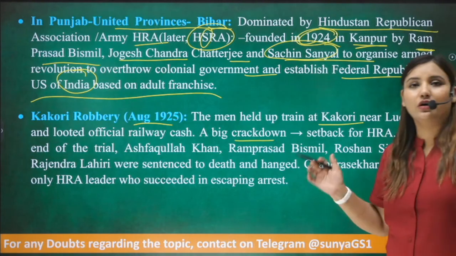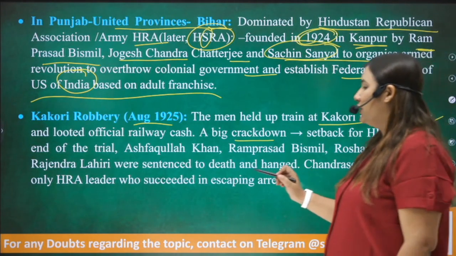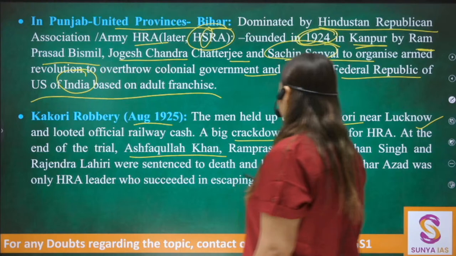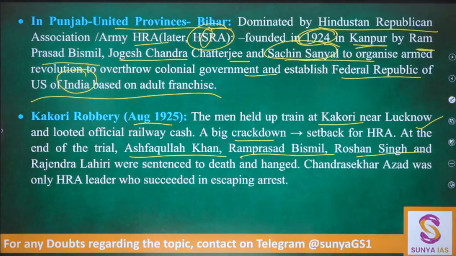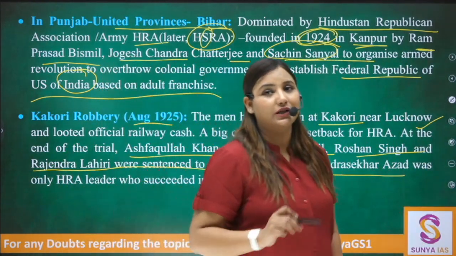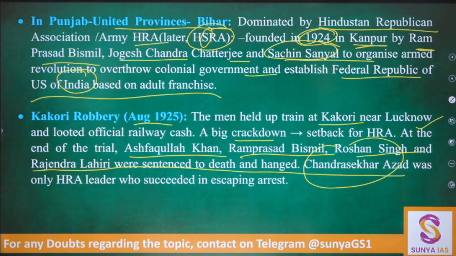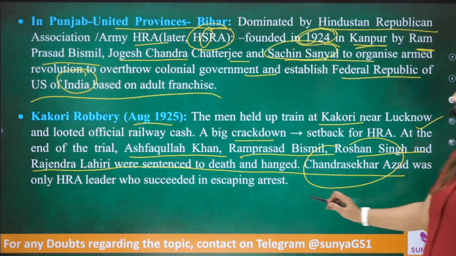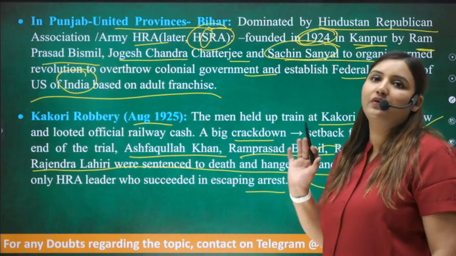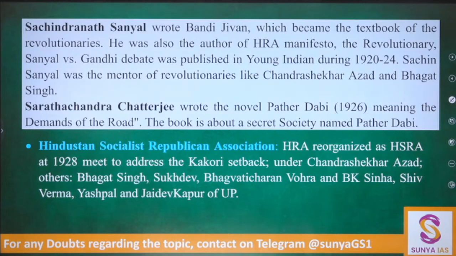Okay, when they got caught later, there was a setback for HRA, because at the end of the trial, leaders like Ashfaqullah Khan, Ram Prasad Bismil, Roshan Singh and Rajendra Lahiri were sentenced to death and hanged. But Chandrasekhar Azad, he was the only HRA leader who succeeded in escaping the arrest and who just saved himself. And later he guided Bhagat Singh, Sukhdev, Rajguru.